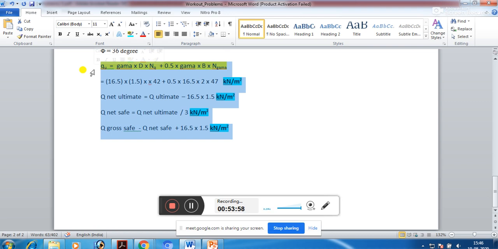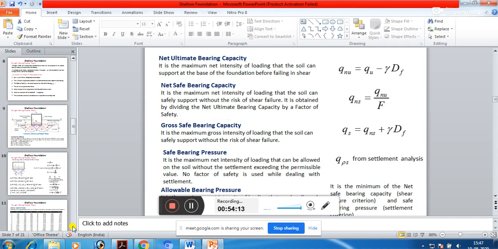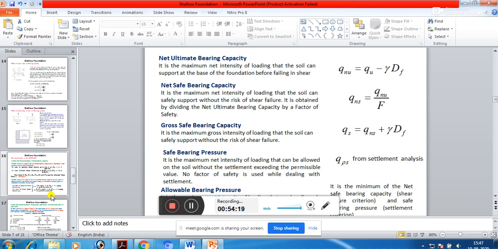If you understand this problem, then only you will be able to get into more details about the other problems. Okay, we will take up more problems in the next classes. As well, we will be discussing more theory and the effect of other things on bearing capacity, and then we will start a discussion on the Indian Standard Code.